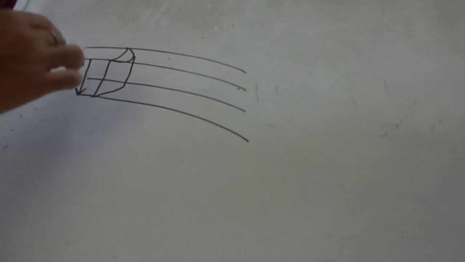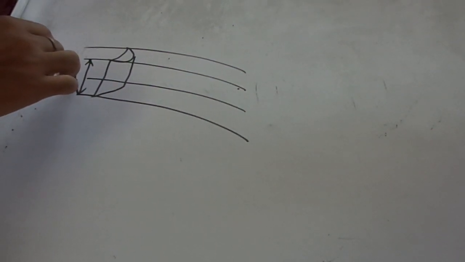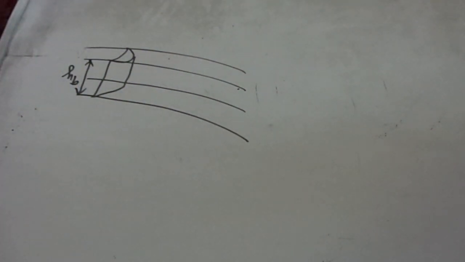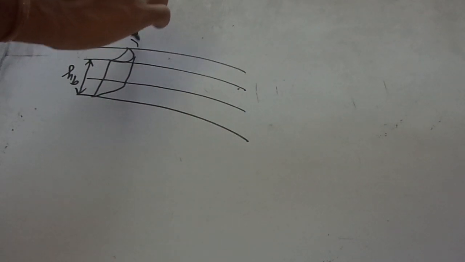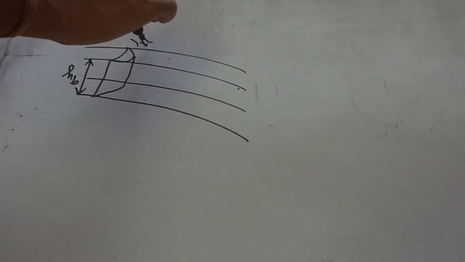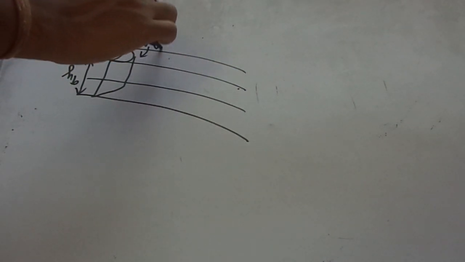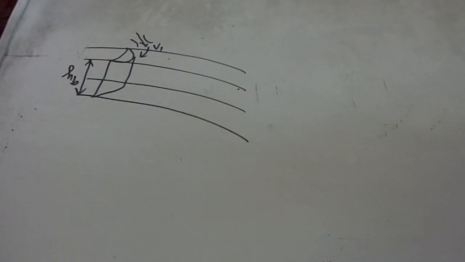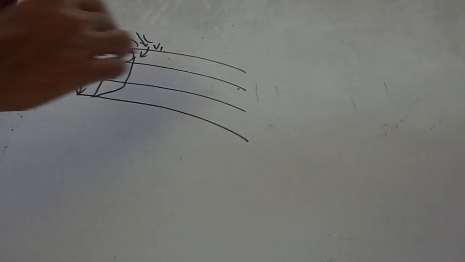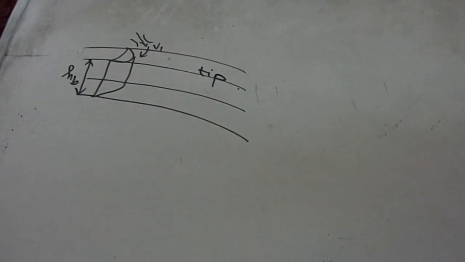Okay, schematic sketch. That is the hb, this one, hb. Velocity enters, this is the v1, and that is the tip.